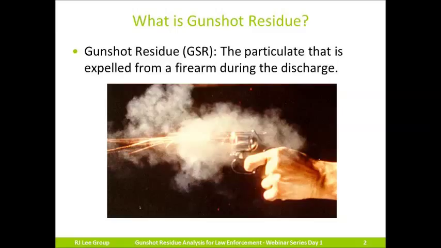The primer typically contains 3 elements that are highly specific to the discharge of a firearm whenever all 3 of those elements are found together in one particle. Those elements are lead, antimony, and barium. When a firearm is discharged, those elements originating from the primer can land on the hands, clothing, and surrounding area of the shooter. To hear a little bit more about the GSR particulate, as well as testimony considerations, please be sure to tune into day 2 of our webinar series.